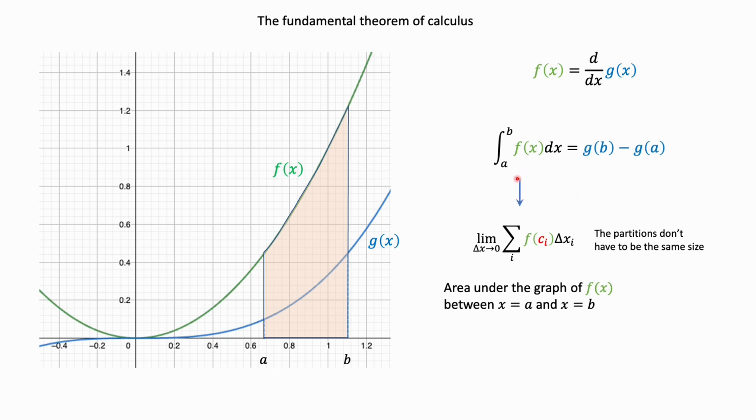And this integration is basically just this limit of sums. Now instead of saying n goes to infinity, we can say delta x goes to 0. The value of each interval tends to 0. It's the same thing. And as we said before, the partitions don't have to be the same size. And this is just basically the area under the curve. So we found that the area under the curve between a and b is just equal to the value of the function g at the endpoint b minus the value of the function g at the endpoint a.